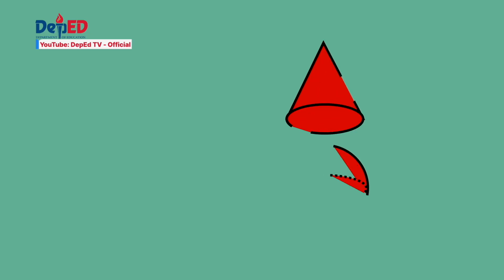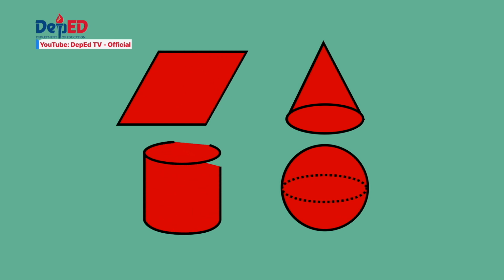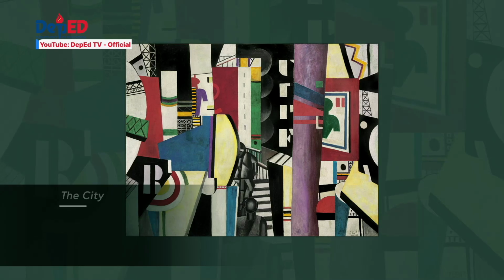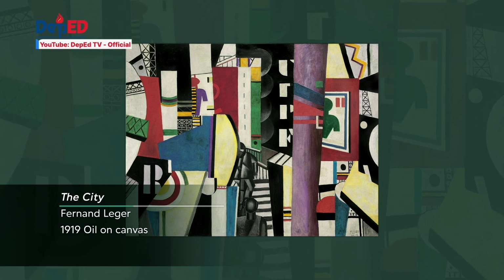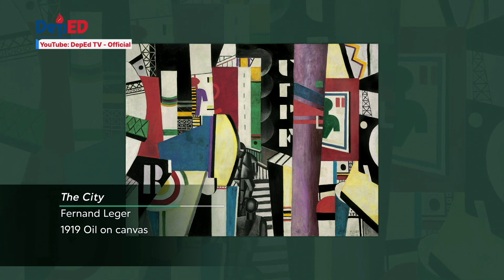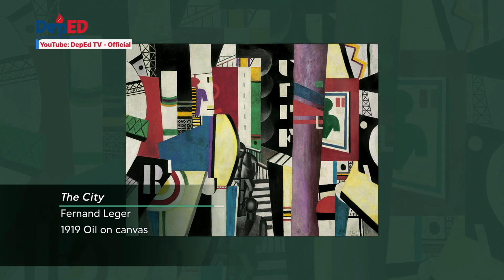There is also the mechanical style of art. Basic forms such as planes, cones, spheres, cylinders all fit together in a precise and neat manner. Take a look at this artwork from Fernand Léger. The City was made in the year 1919 using oil paint on canvas. You can see that the artist used the basic forms mentioned earlier to create a mechanical style of art.